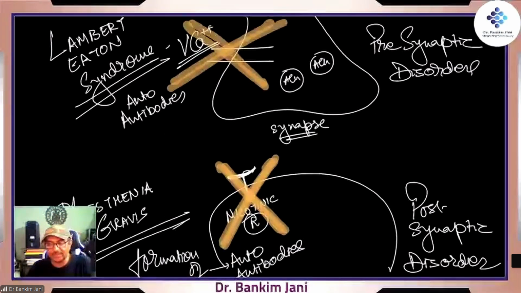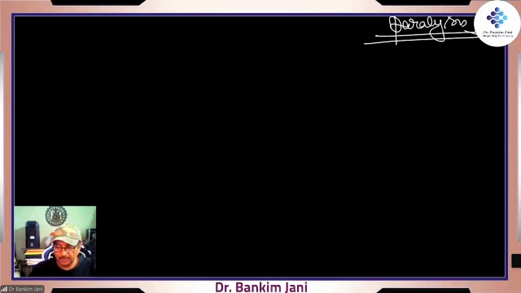When the result is the same, why do we need to know whether this is presynaptic or postsynaptic? Treatment. In a patient of myasthenia gravis, whatever we do, even if we give tons of acetylcholine, there won't be any improvement. But in Lambert-Eaton syndrome, if we artificially give acetylcholine, then they will start functioning. So this is the difference in the treatment, that when we know where it really acts, it will make a big difference.